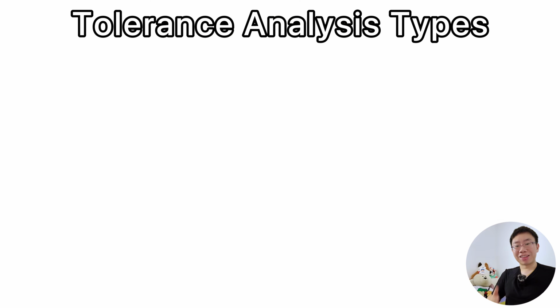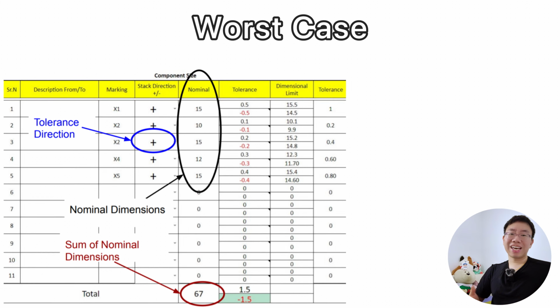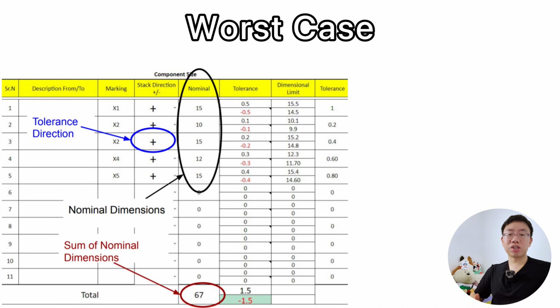There are three main methods of evaluating stackups: worst case, root sum square, and Monte Carlo simulation. Worst case analysis assumes that every dimension is at its extreme limit simultaneously, all high or all low. It gives a conservative result and guarantees function under any condition, but often drives overly tight tolerances and higher costs.